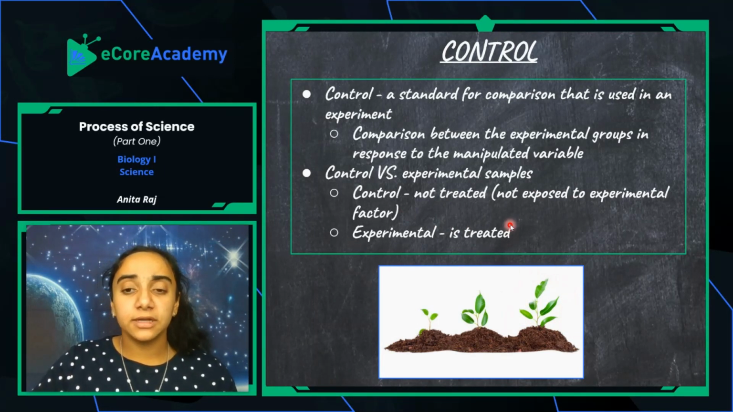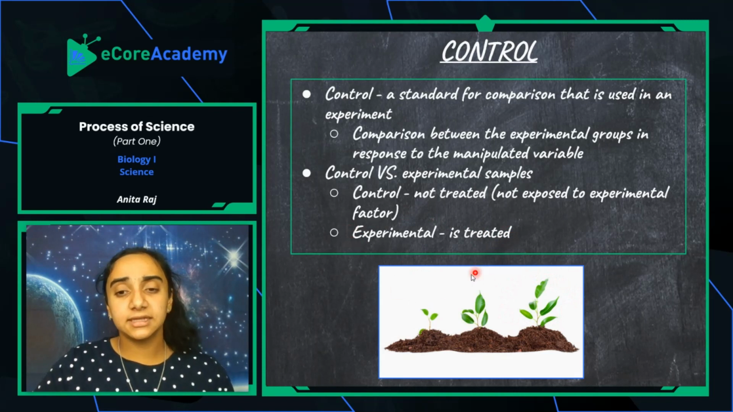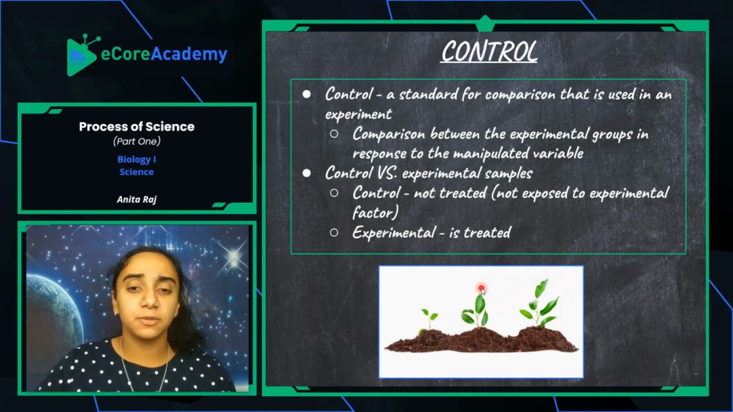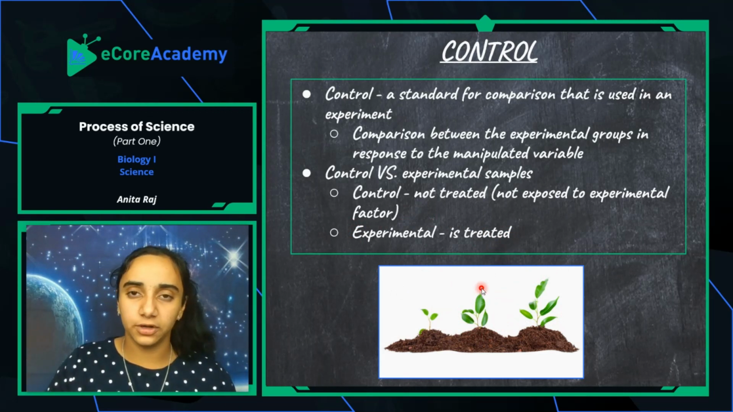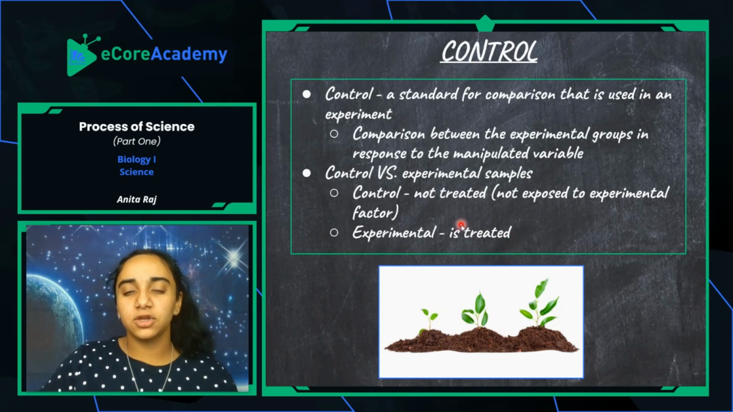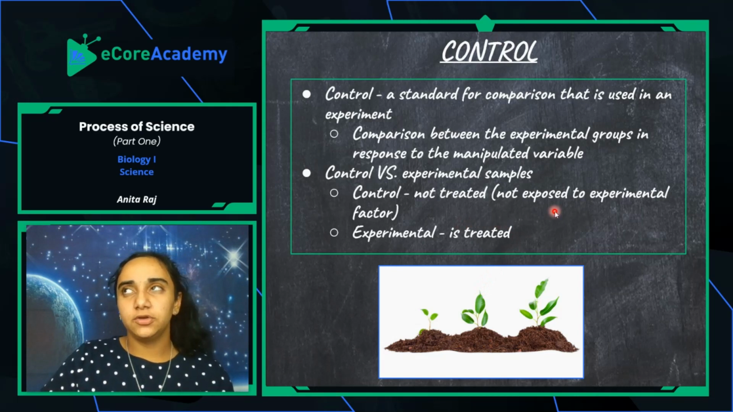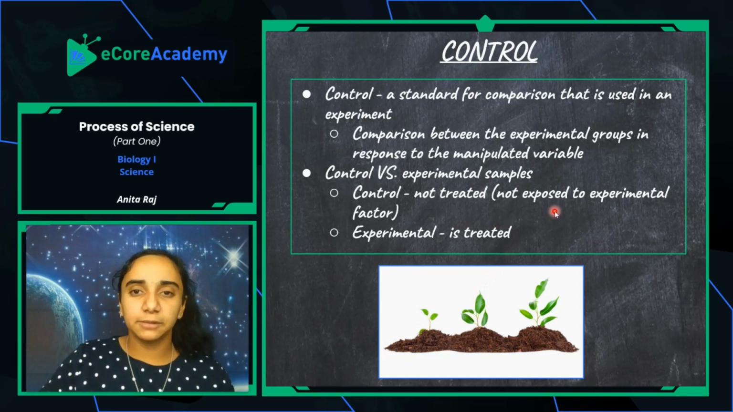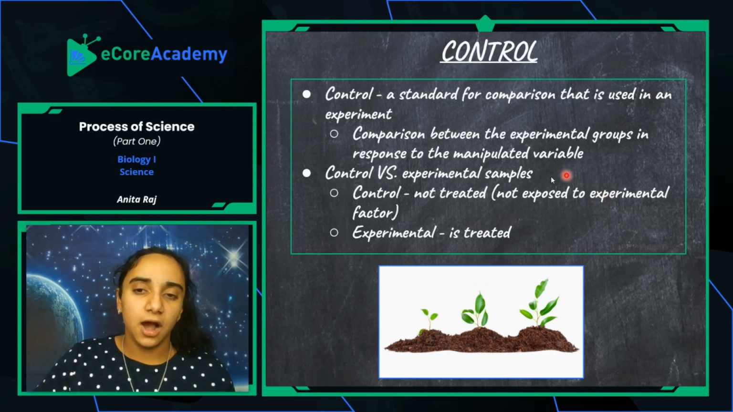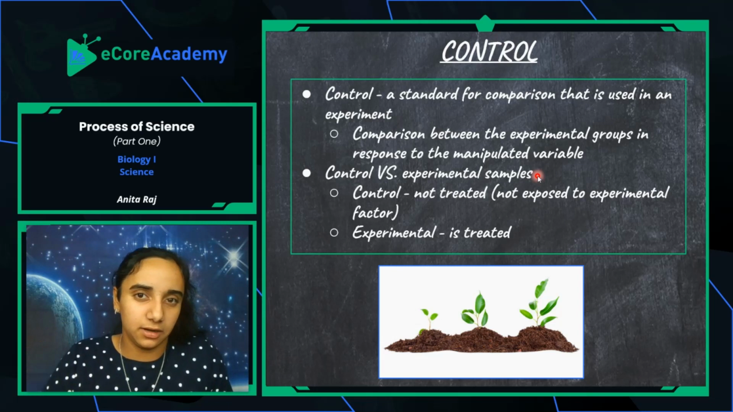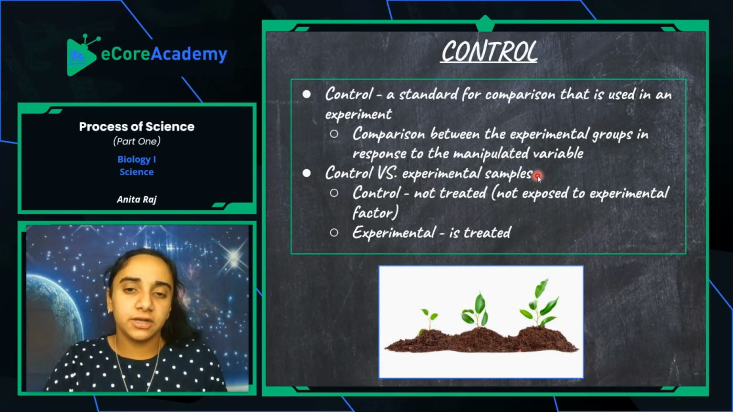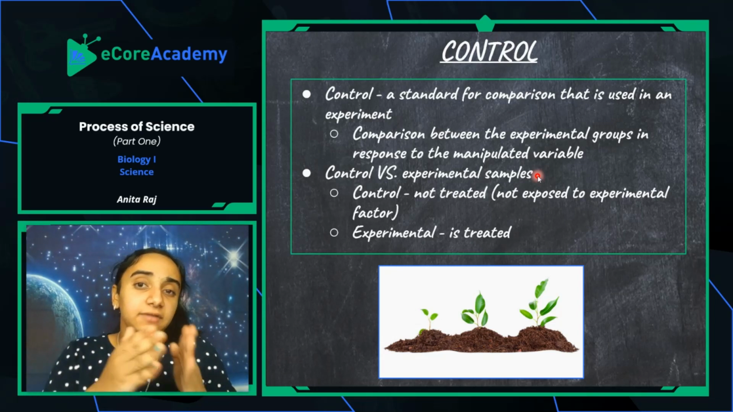However, the experimental is treated. So it is going to be exposed to the experimental factor, which in this case are the abnormal amounts of water. So if you want to think of treated, you can think of patients. You could have patients, and then you might have a cure for a disease or something. I'm just coming up with this, but think of it as treated as this patient is being given the cure.